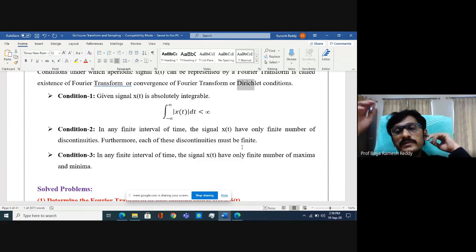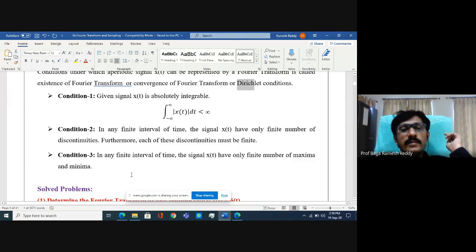Amplitude of that discontinuity is always finite. Then the third condition: in any finite interval of time, the signal x of t has a finite number of maxima and minima values. Every function must have some maximum values and minimum values, and those maxima and minima values must be finite, cannot be infinity. In any finite interval of time, the signal x of t has a finite number of maxima and minima.